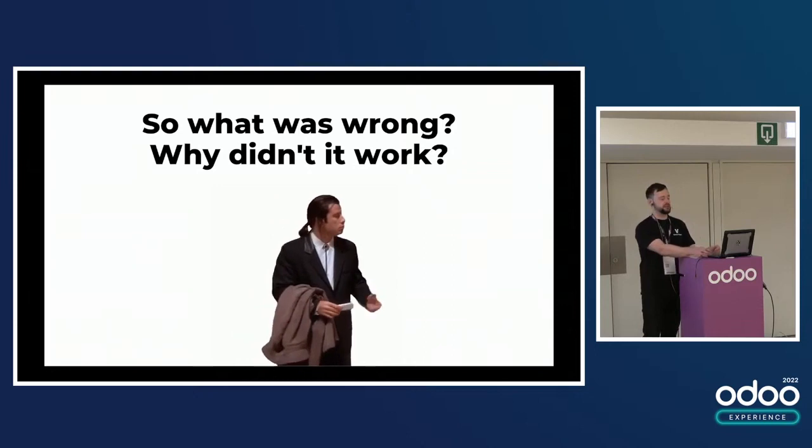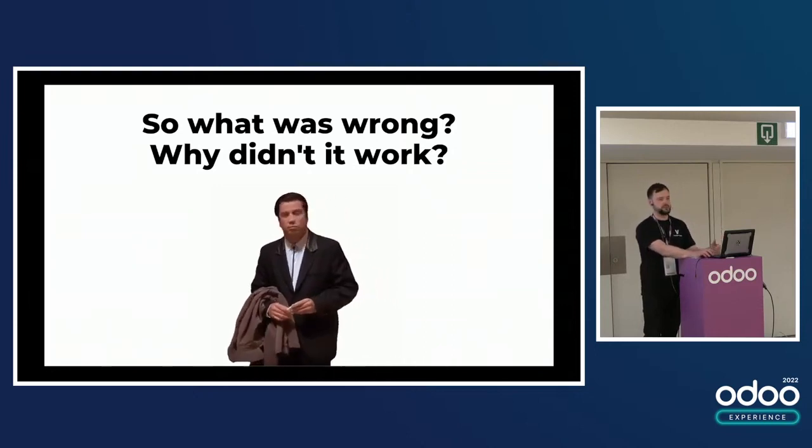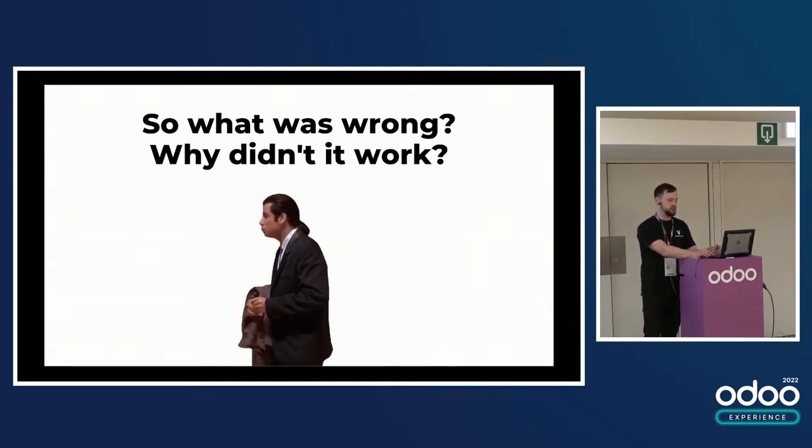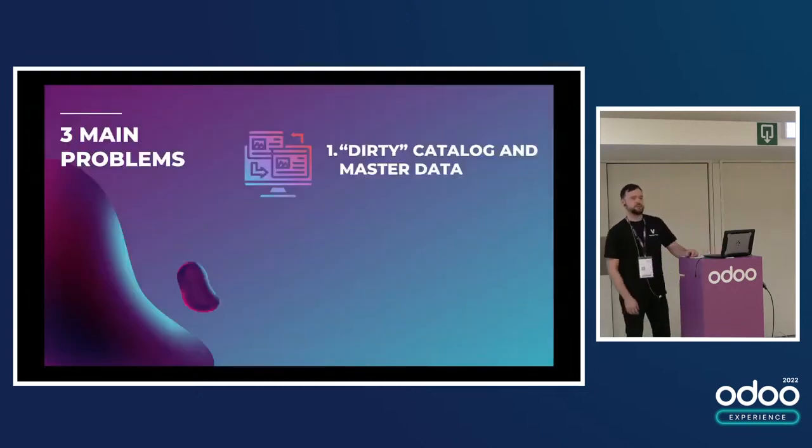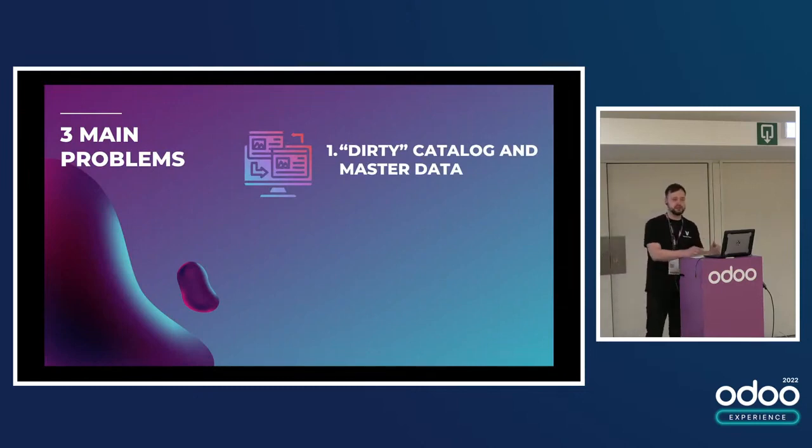And we categorized all problems with the pre-existing solutions into 3 main categories. The first problem is the data catalog, the master data. There were lots of duplicated products, duplicated categories, taxes, and as a result, there was a mess in the catalog, and sometimes customers don't know what to select in Odoo.